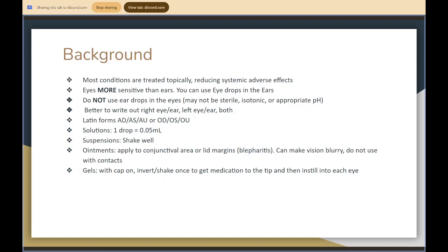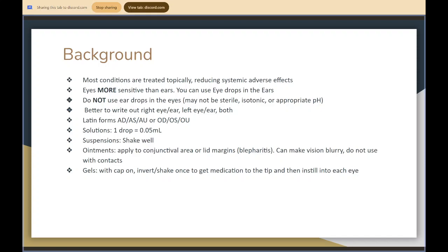When it comes to prescribing or scripts, it's better to write out right ear, right eye, left ear, or both. The Latin forms, excuse me, are AD, AS, AU for ear and OD, OS, OU for eye. D is going to be right, S is going to be left, and U stands for both. The OD, OS may look familiar if you've had an eye exam and noted your optometrist script.